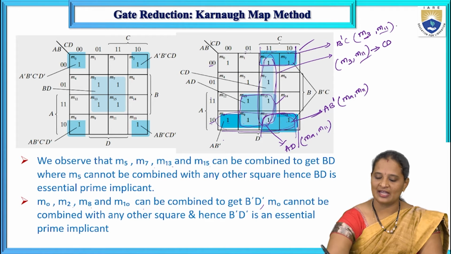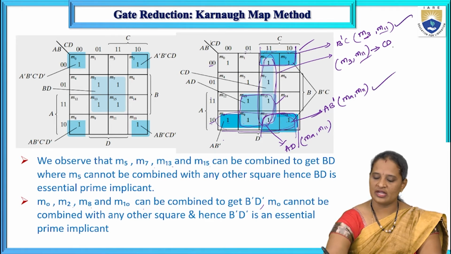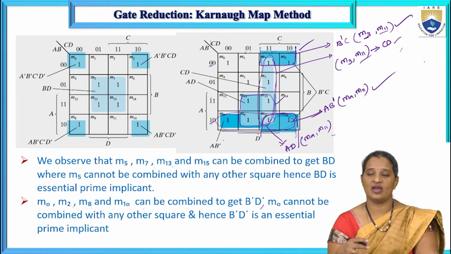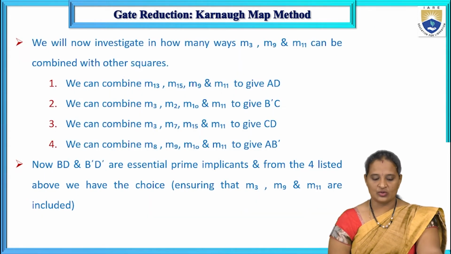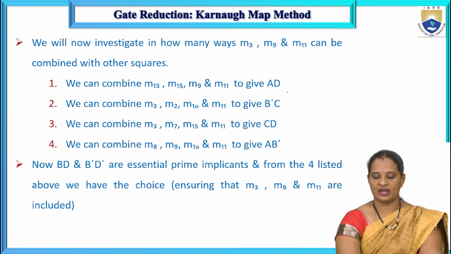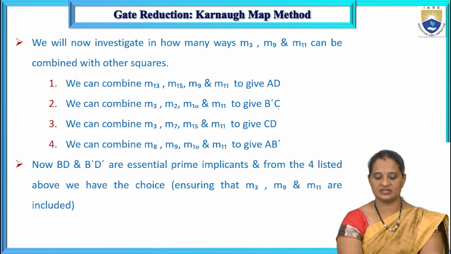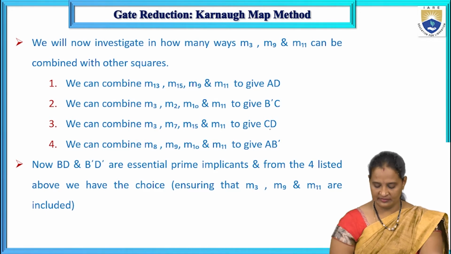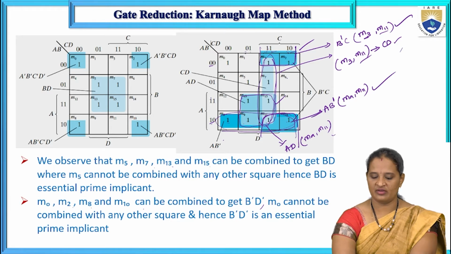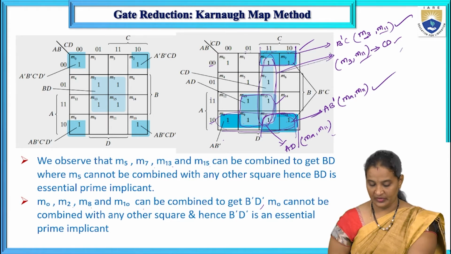That means I can take this and this, or else I can take this and this, or this and this. Like that, we have various options here. So now we can combine 13, 15, 9, 11 to get AD, M3, M2, M10, M11 to give B complement C. We can combine M3, M7, M15, M11 to give CD. This is what we have done. Where we have got the CD, this one is CD.